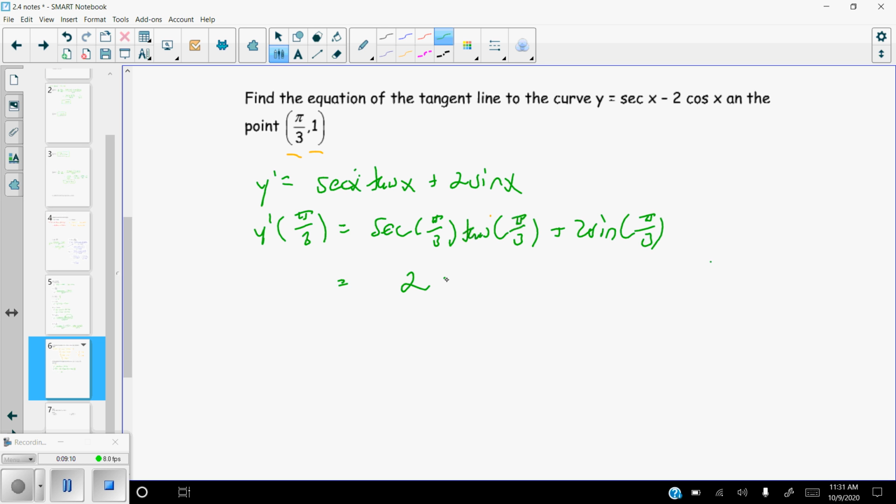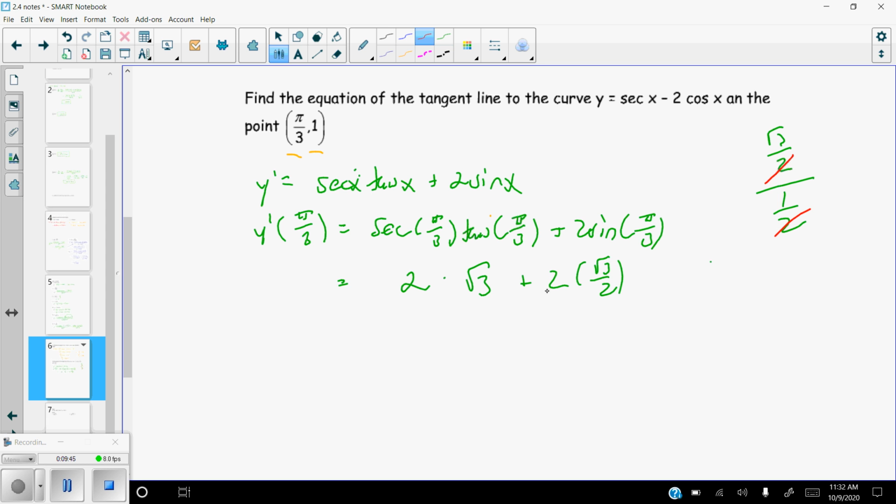Okay, tangent of pi thirds. I know that tangent is the same as sine over cosine. I know that sine of pi thirds is square root of 3 over 2. I know that cosine is a half. So if I was going to do square root of 3 over 2 over 1/2, when you divide those fractions, technically the 2's are going to cancel themselves out, and you get the square root of 3 over 1, or just the square root of 3. And then 2 times, again, sine of pi thirds is square root of 3 over 2.